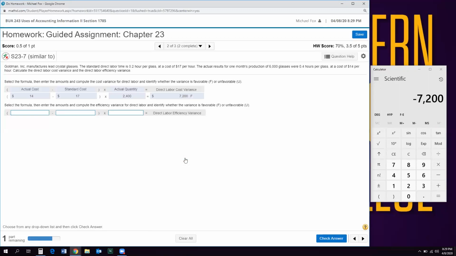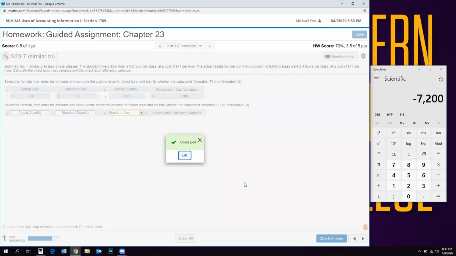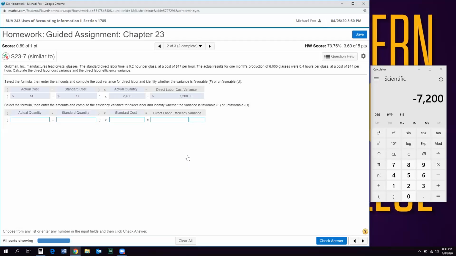And the second part is select the formula, then enter the amounts to compute the efficiency variance for direct labor and identify whether it's favorable or unfavorable. So our variance here is our actual quantity minus our standard quantity times the standard cost. That gives us our direct labor efficiency variance.